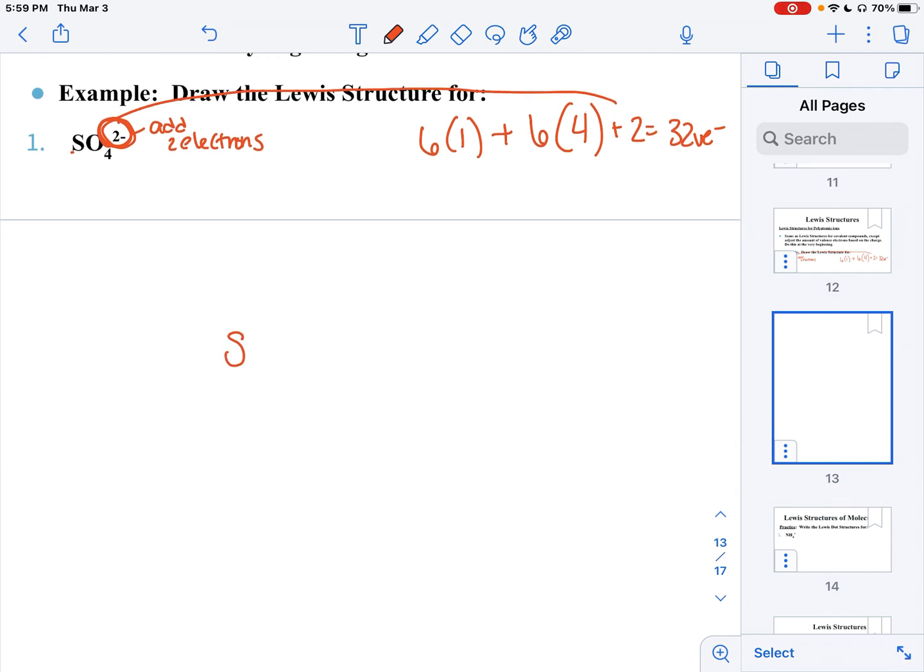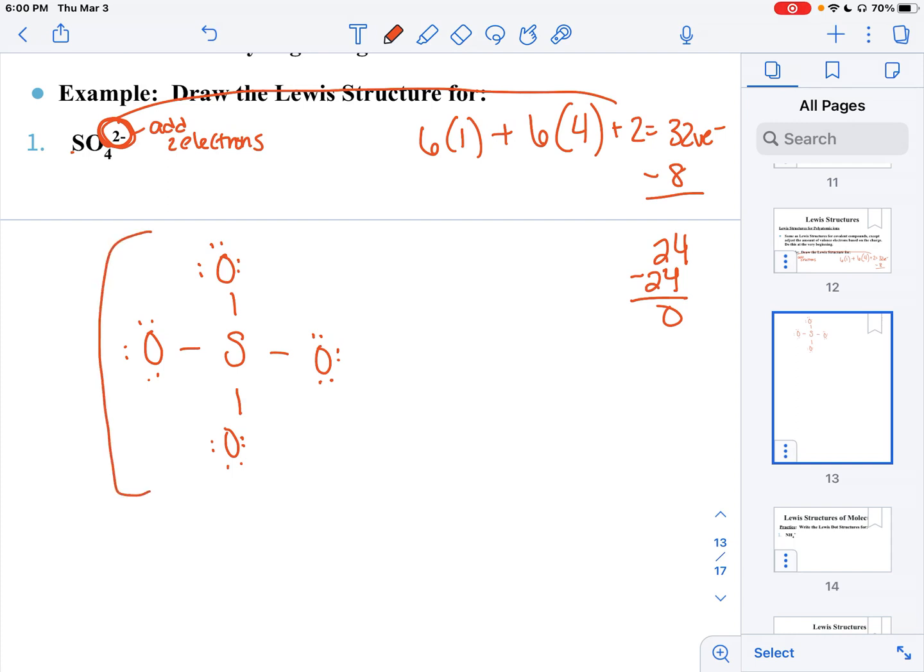So S is going to be our central atom. The O's will be around it. We'll connect them. Subtract our 8. And then put our 3 pairs around each terminal atom. And then make sure they're all following the octet rule, which they are here. At the very end, you usually, for polyatomic ions, will see brackets and then the charge copied on the outside of those brackets.